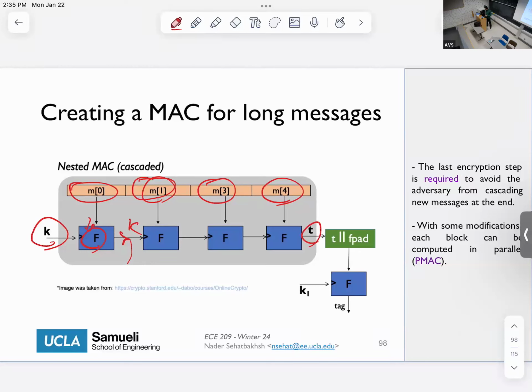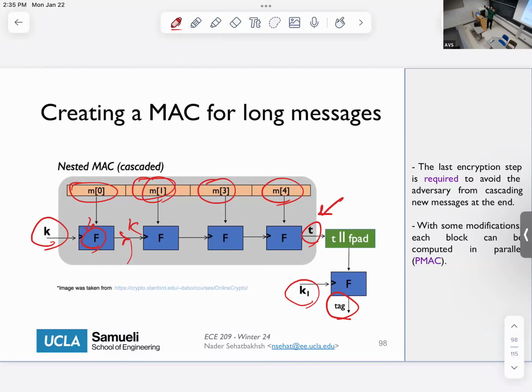The important part is I need to do another round of F, this time with a different key, to get the final tag. The reason for this is there are known attacks called extension attacks. If I keep doing this, then an easy attack on this system would be that the attacker just combines two messages together and creates a new tag, right?